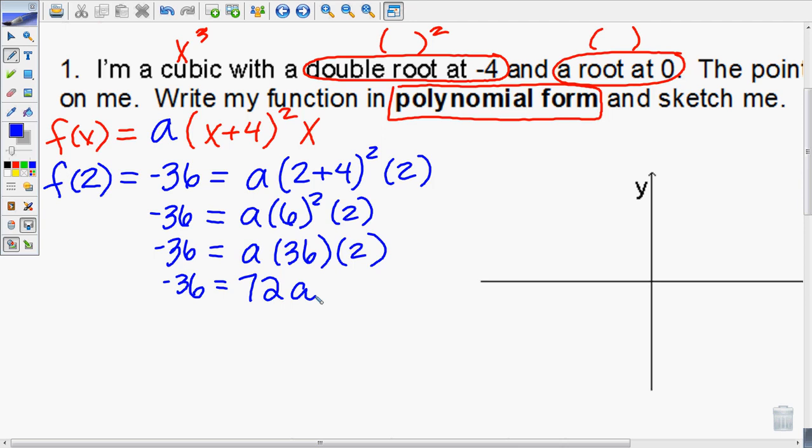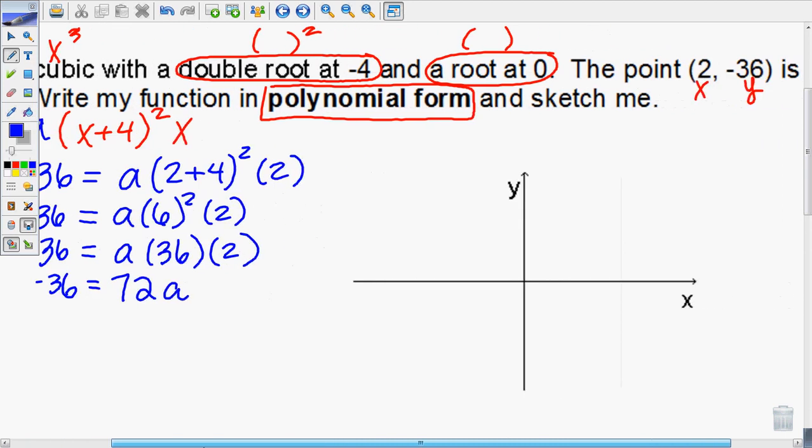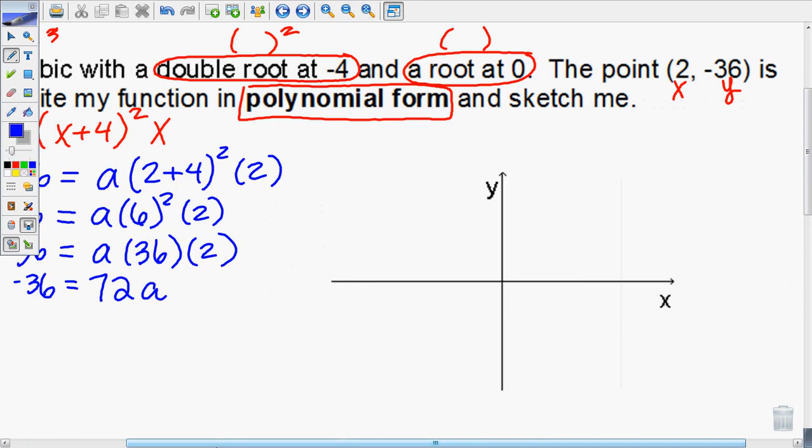How do we feel about solving for a so far? It's the same as solving for x. Yes. Where did you get the 2 from? You just pick it? No, the 2 was given to us. It said that this point 2, -36 has to be on your function. Has to be part of your function. That means that if I plug in 2 for x, what would my a have to be?